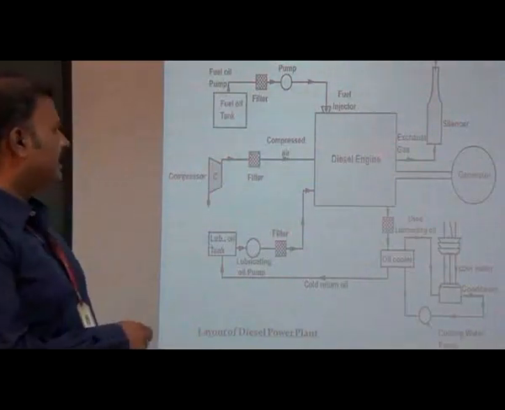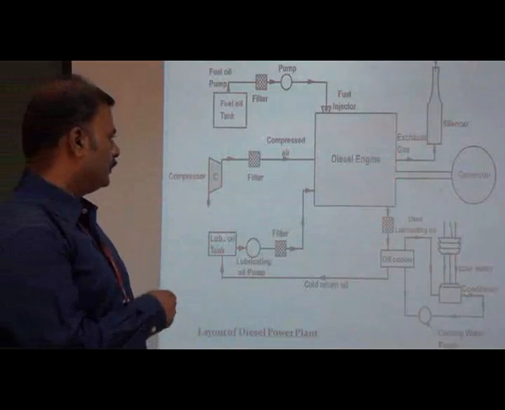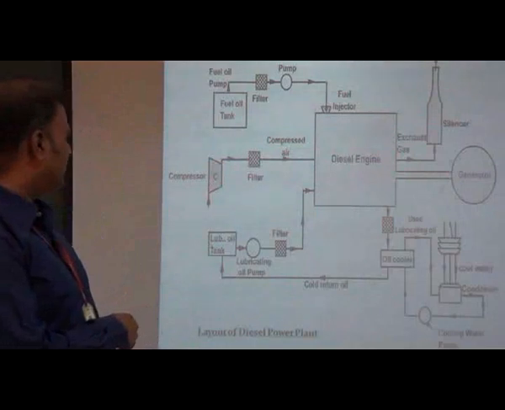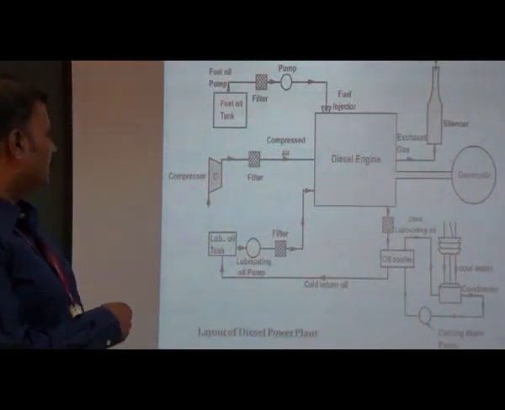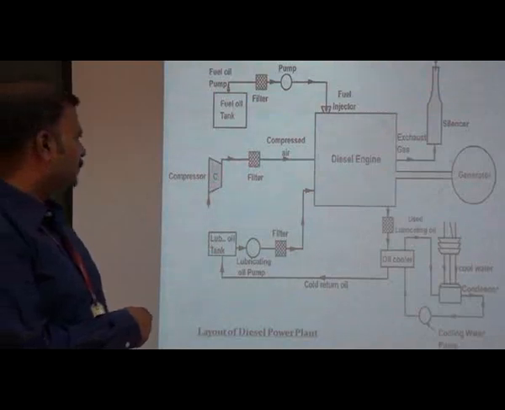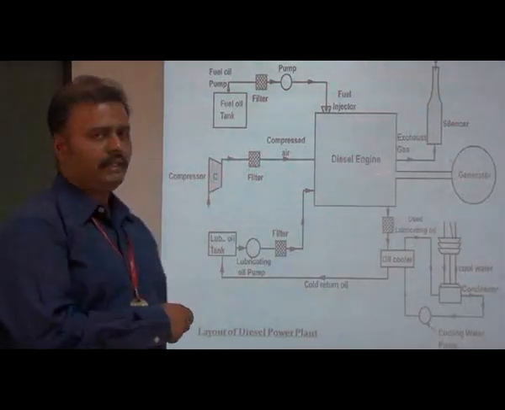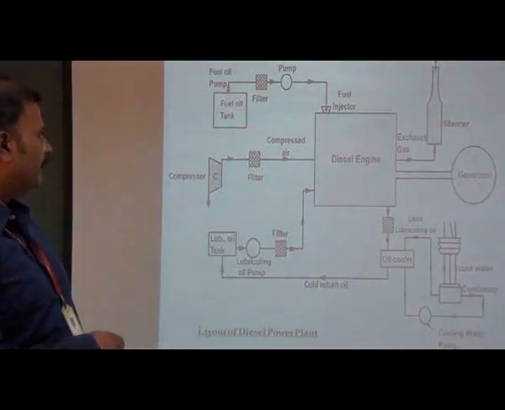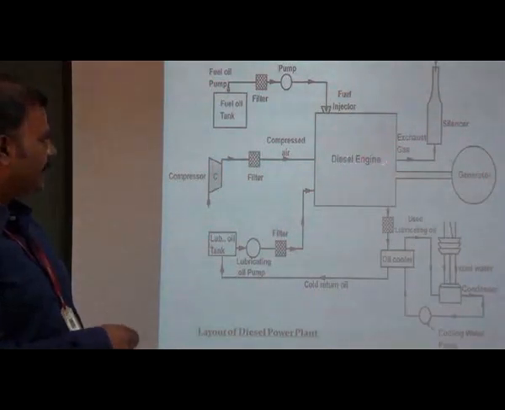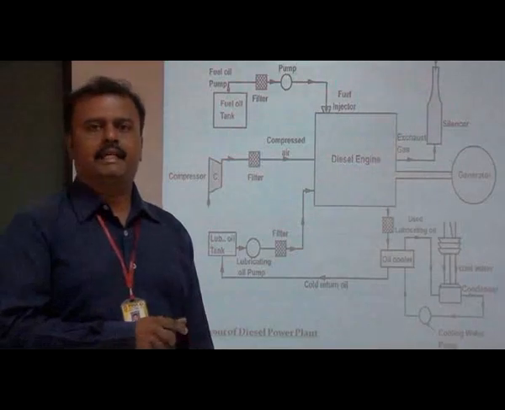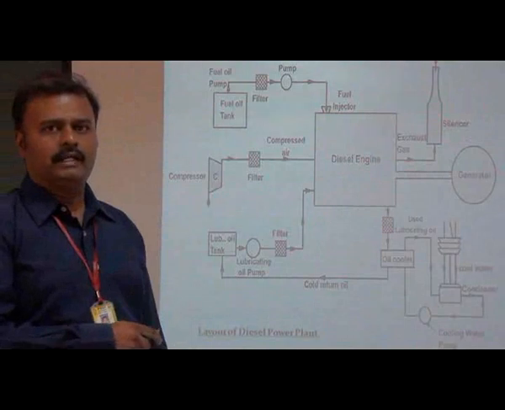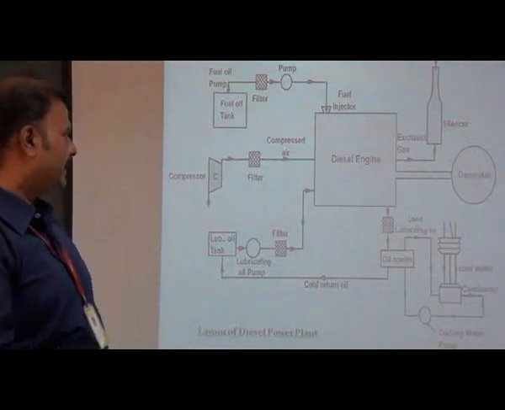And for starting the diesel engine, we use compressed air, so this is a starting air system. Here a compressor is provided. This compressor is used to compress the air, and the pressurized air is filtered in the filter, and then this air is used to start the diesel engine. Also some amount of air is used for combustion purposes, which is taken in by the diesel engine itself. The exhaust gas coming from the diesel engine passes through the silencer to avoid noise. Then it directly enters the atmosphere.